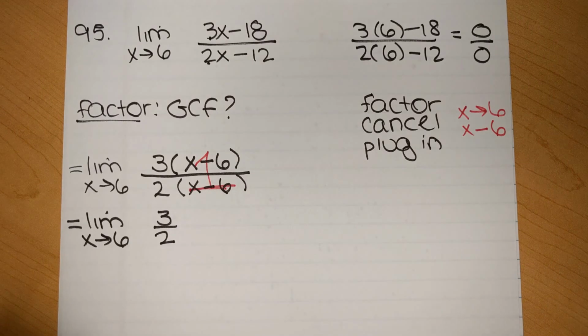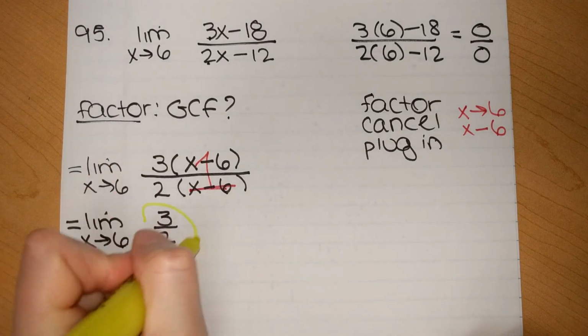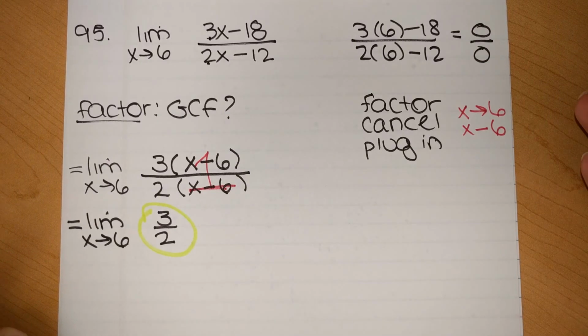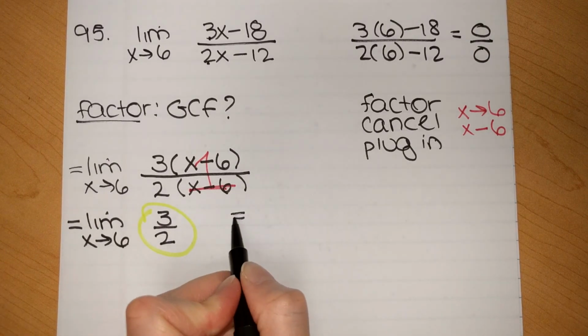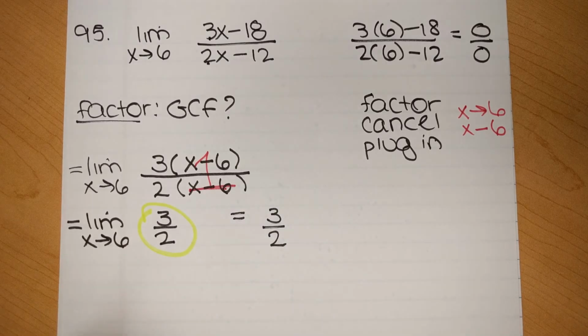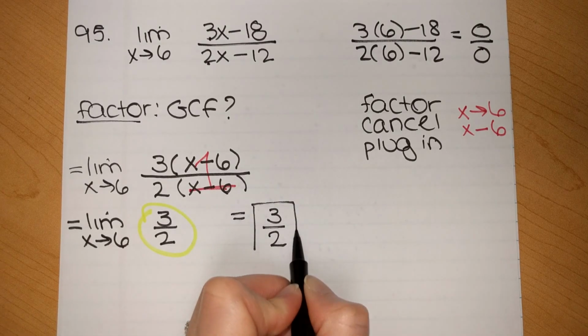Now, usually what we say is, okay, we're going to plug in x. But when you look at what you're taking the limit of, there's no x around there to plug in. So that is just the limit of a constant. And so because there is nothing to plug in, we just say that our limit is equal to 3/2.